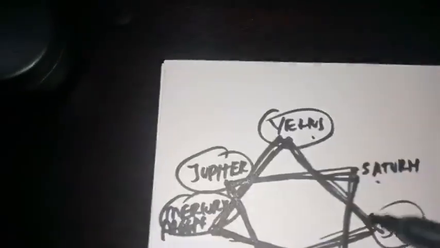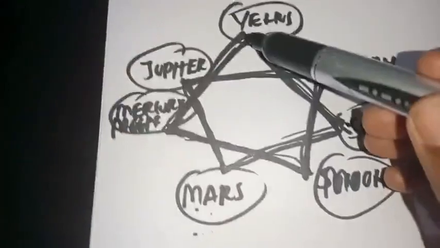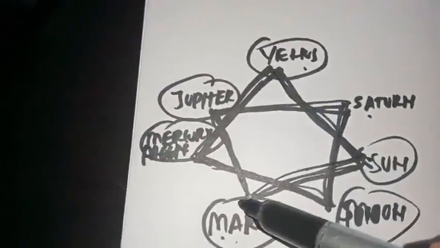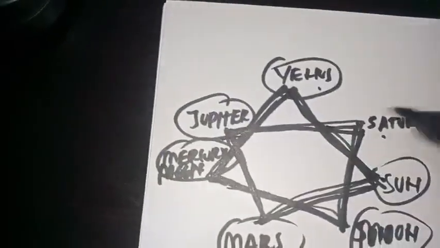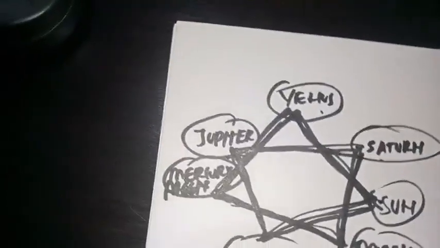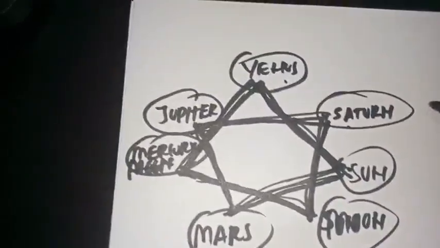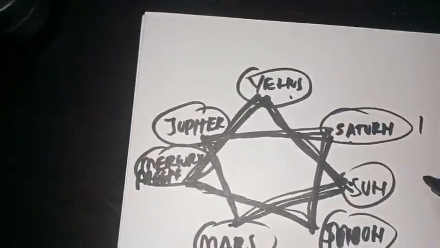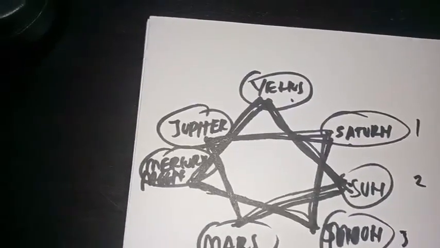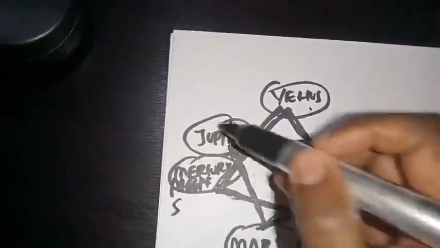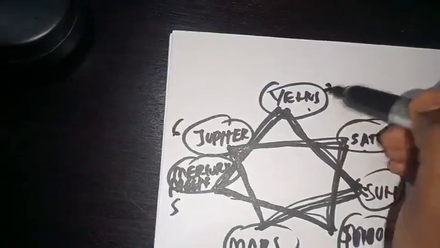Then you skip four. From Venus, you skip four: 1, 2, 3, 4. You go back to Saturday. So Saturday is the first day: first day, second, third, fourth, fifth, sixth, seventh.